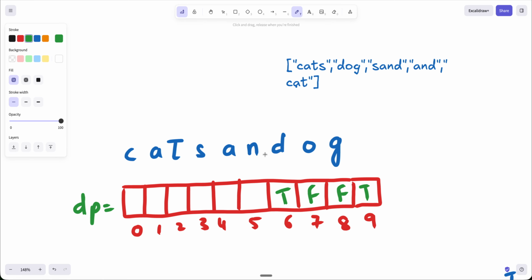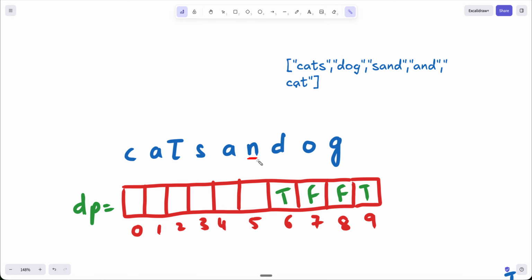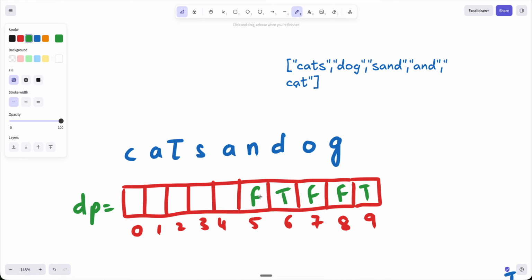Now again at n, the possible strings are 4 letters or 3 letters. If you see here, these 4 letters do not match. These 3 letters do not match. Sand, 4 letters, does not match. 3 letters do not match. And cat, 3 letters, does not match with this, so we will mark it as false.